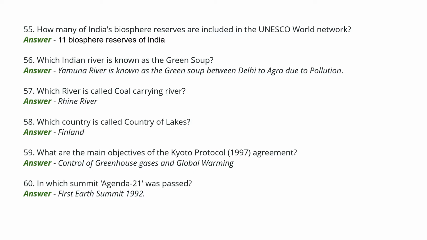Next question, which country is called the country of lakes? The answer is Finland. Question number 59. What are the main objectives of the Kyoto Protocol 1997 agreement? The answer is control of the greenhouse gases and global warming.